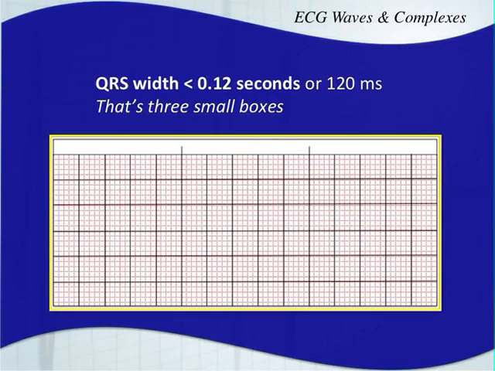An important measurement number to remember is 0.12 seconds, or 120 milliseconds. And that's equivalent to 3 small boxes. Now, why is that important to remember? Well, it's important to remember that because the QRS complex should not be wider than 3 small boxes.